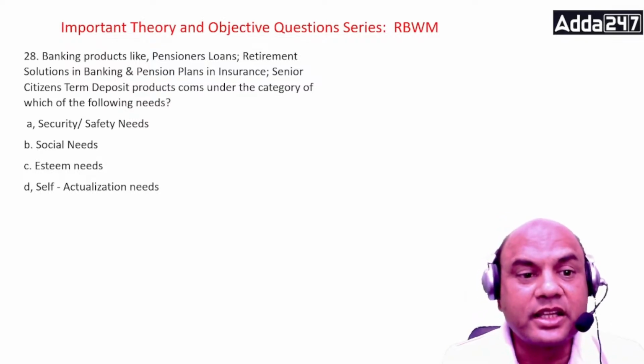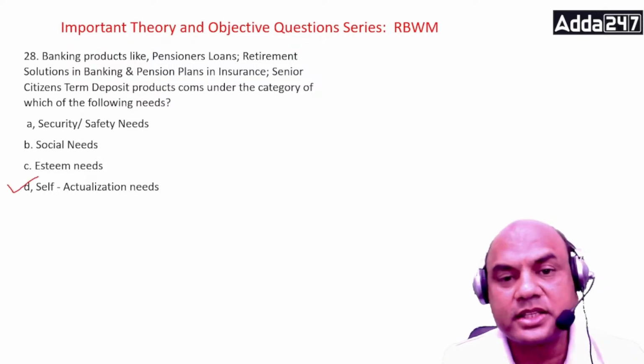It will come under the last one, isn't it? Senior citizen. Look at this: retirement, pension. So this will be self-actualization. Last person.